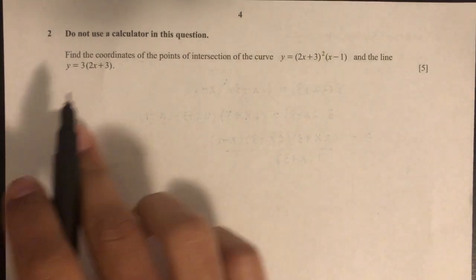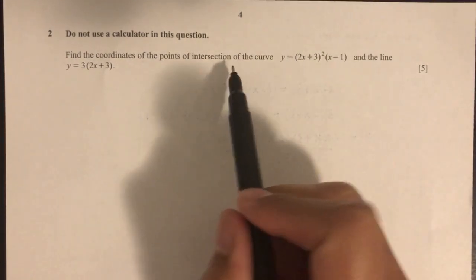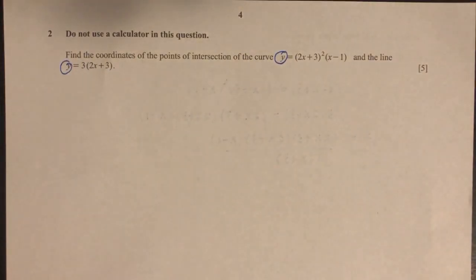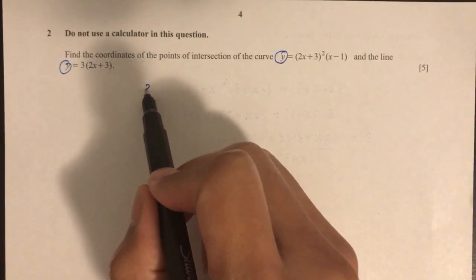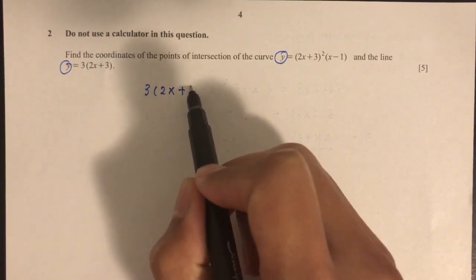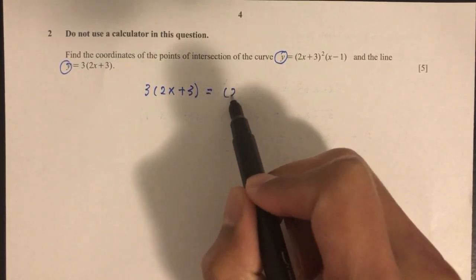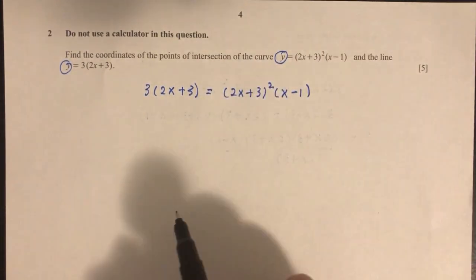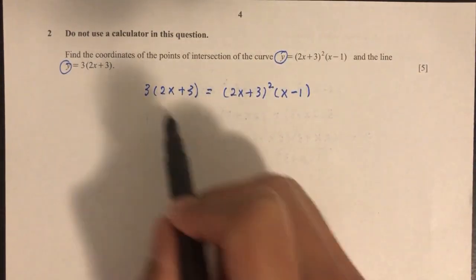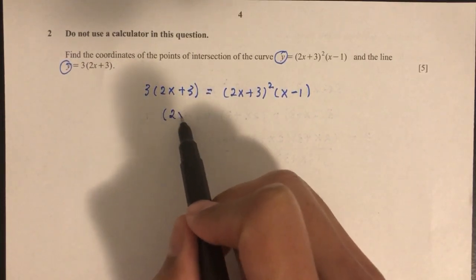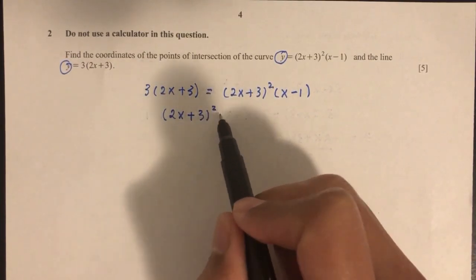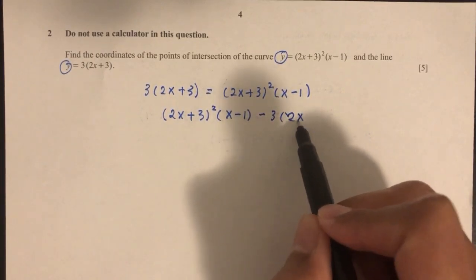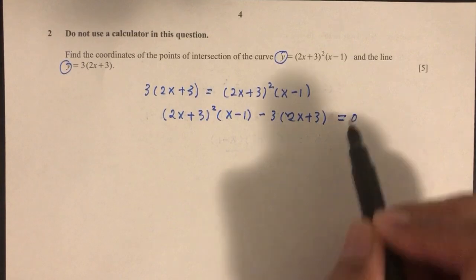Question number 2, we have to find the coordinates of the points of intersection between the curve and the line. So how? We have to solve simultaneously. So we have y and y, we replace, so we have 3(2x plus 3) equal to (2x plus 3) squared times (x minus 1). Now we have to take this on this side. We will have (2x plus 3) squared times (x minus 1) minus 3(2x plus 3) equal to 0.